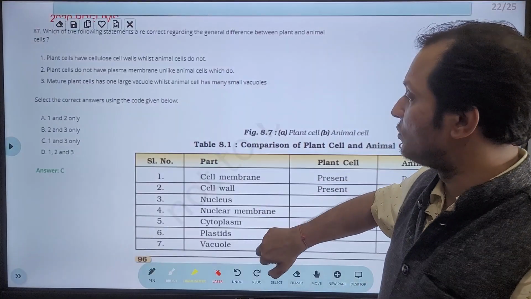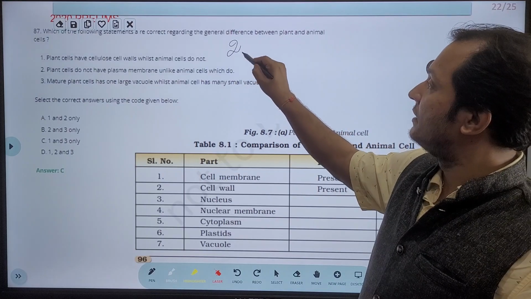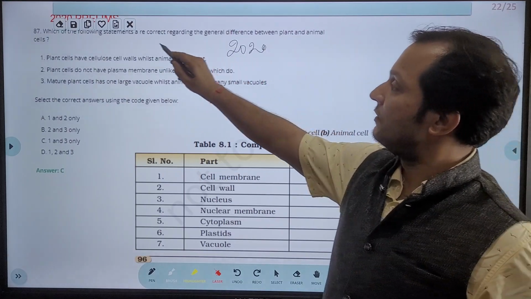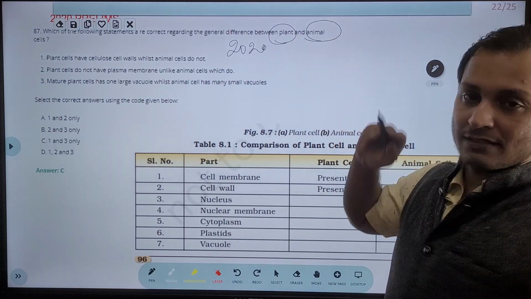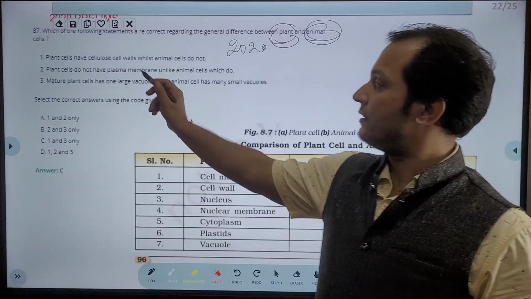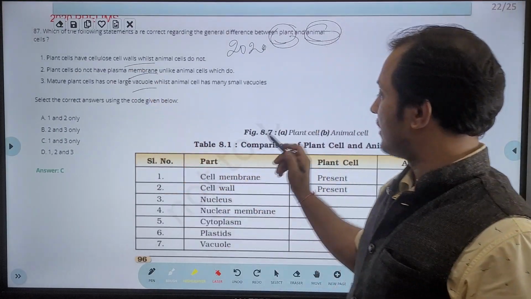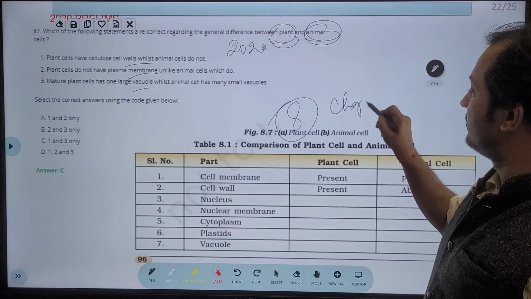Okay, I'll just show you one thing. You see this question which has come in the year 2020. The difference between the plant cell and animal cells. You see, three statements are mentioned. This is in the class 8 book, chapter 8.